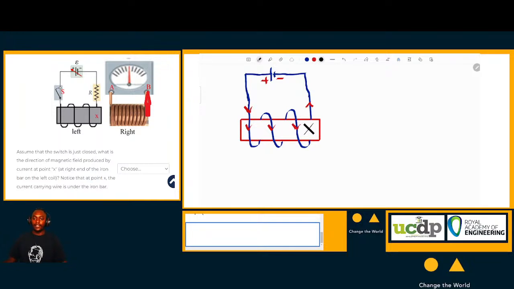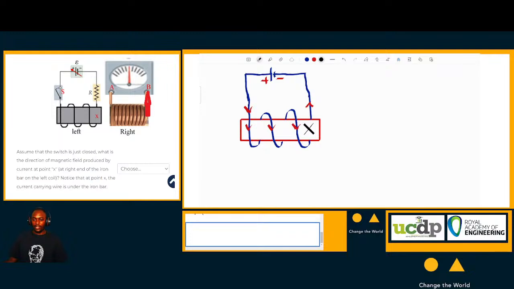At point X there. So I don't know for a solenoid. Yeah, now it seems confusing because at point X, it's for that metal thing in between. So I don't know how you get that. So there are two ways of doing it.